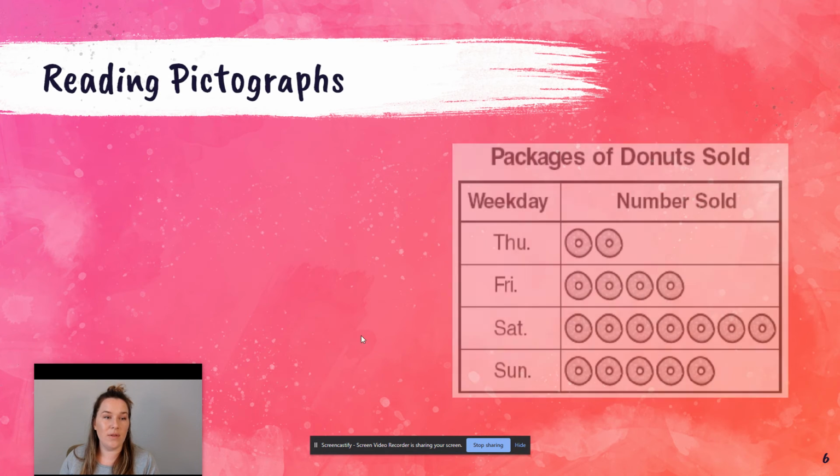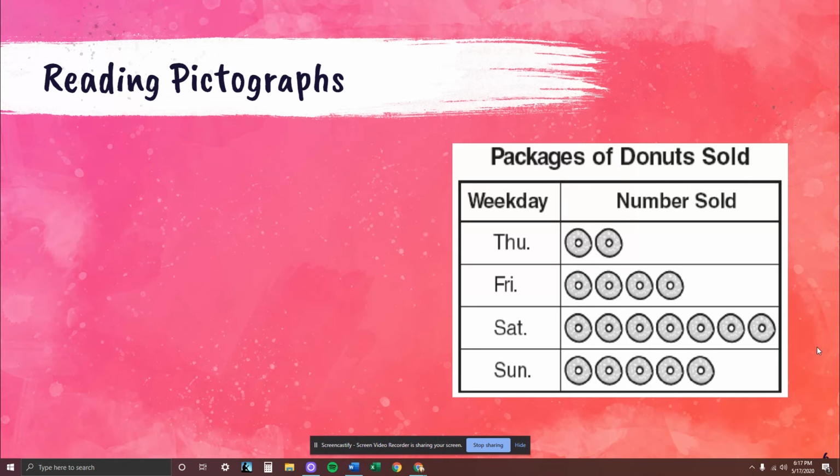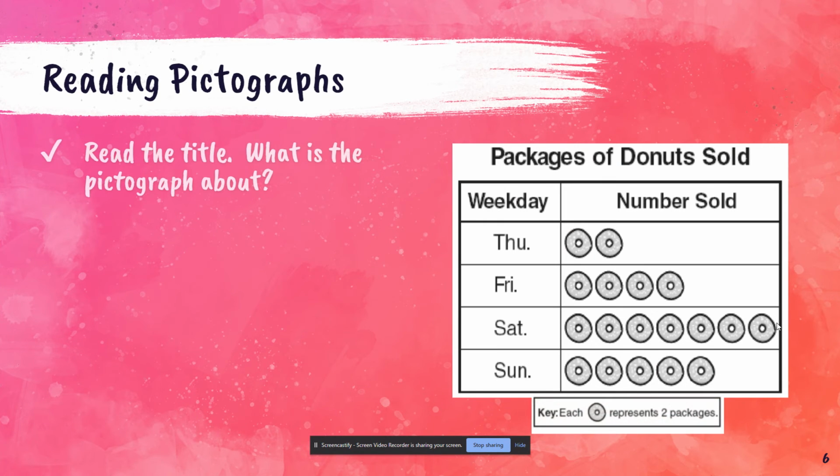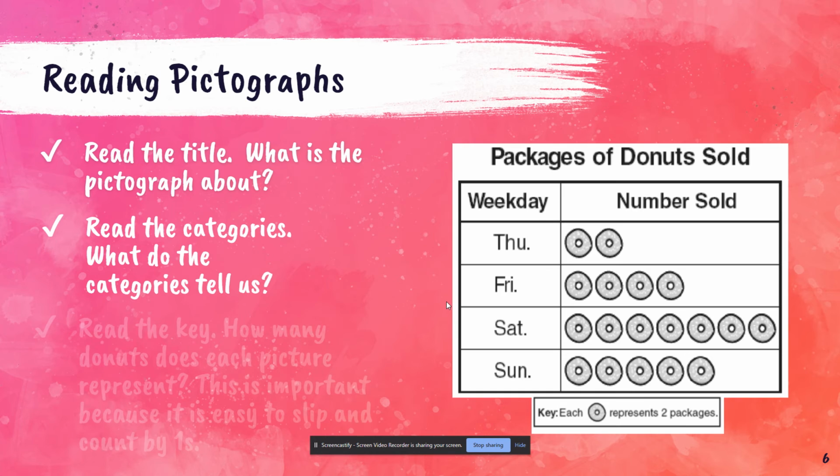Reading pictographs. Read the title. What is the pictograph about? It's about packages of donuts sold. Read the categories. What do the categories tell us? Categories are Thursday, Friday, Saturday, and Sunday, so we know that the packages of donuts were sold on these days.